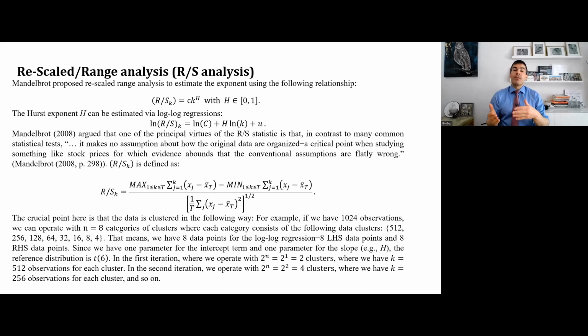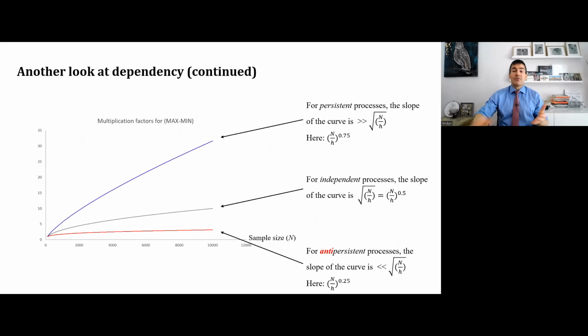Whereas a process that is below 0.5, that is, on the interval between 0 and 0.5, would indicate an anti-persistent process, like we showed earlier. If we go back to the previous slide, we see that the gray curve has an exponent of 0.5, whereas the blue curve has an exponent of 0.75, indicating persistency, and the red curve has an exponent of 0.25, indicating anti-persistence.